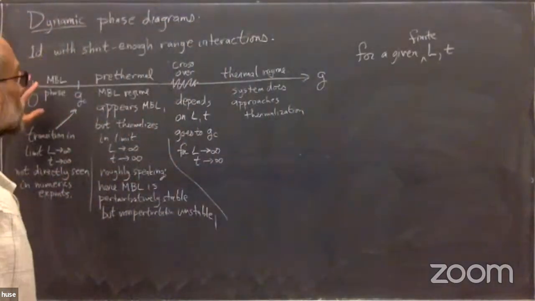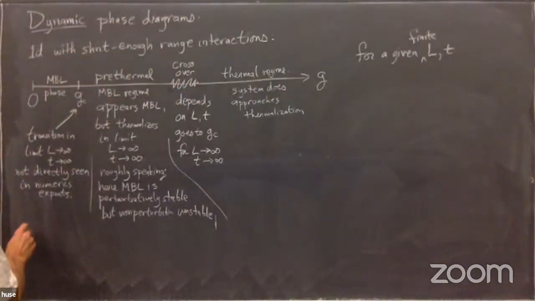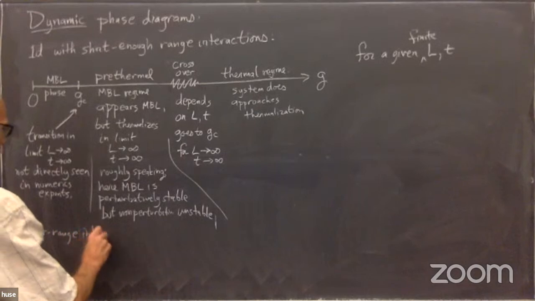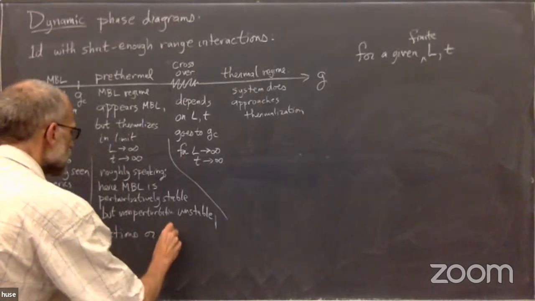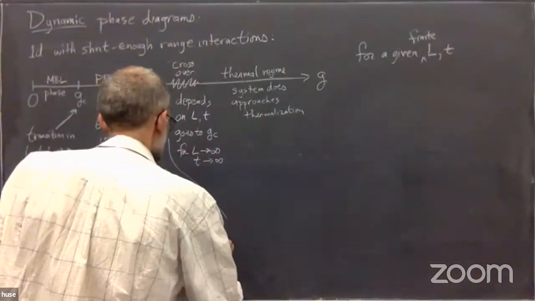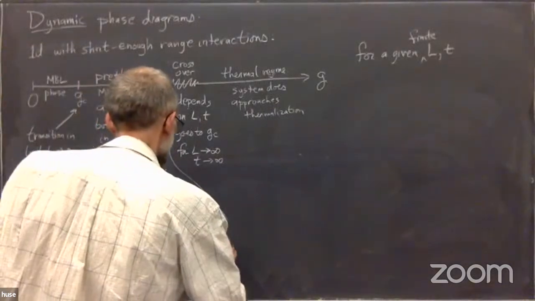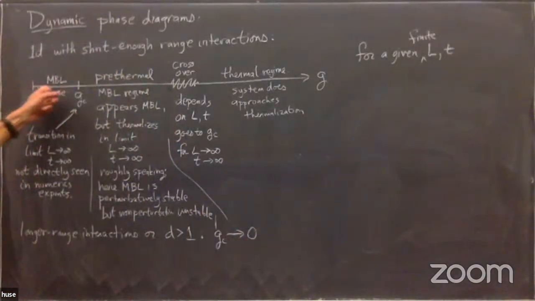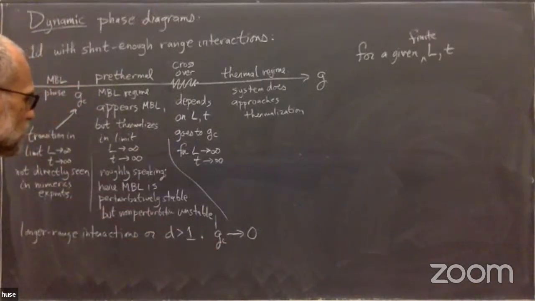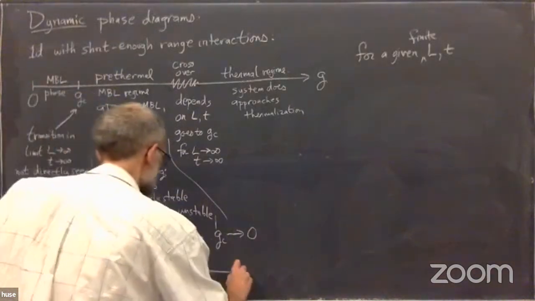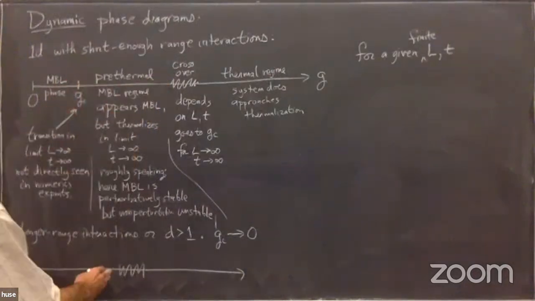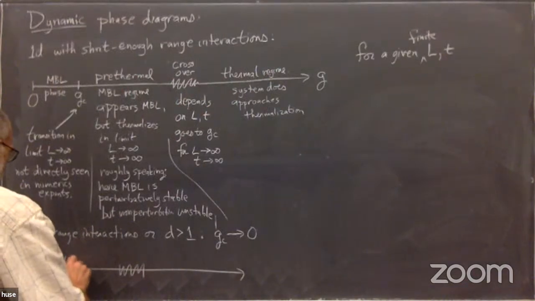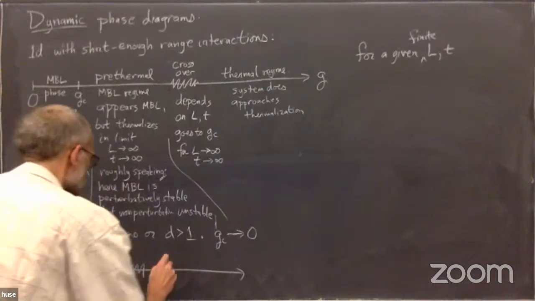Okay, now this is 1D with short enough range interactions. And then if we do longer range interactions, or D bigger than 1, what we expect is the non-perturbative instabilities become stronger, the critical point goes to 0. So there's really no MBL phase at a non-zero value of G in the limit. And so this phase diagram just simplifies to just having this regime, the crossover, and this regime. So just pre-thermal MBL crossover and thermal.